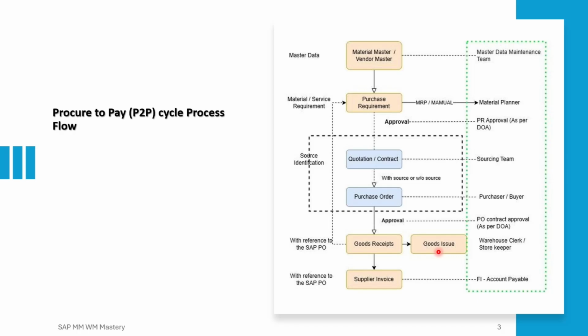But right now, goods issue is not relevant for the procurement process flow. I want you to understand just the process flow here. Regarding goods issue, quotation, contract, and master data, all of these we are going to discuss in the upcoming sessions. I hope you are clear with the process flow. So let's go for the next step.